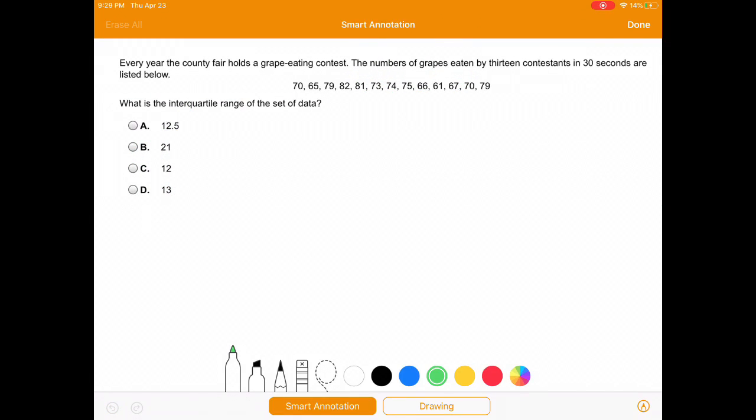Now we have a great problem here about a county fair that holds a grape eating contest, and there were 13 contestants. The number of grapes eaten by these 13 contestants in 30 seconds are listed below, and they want to know the interquartile range of the set of data. If you remember from the early parts of the video, in order to do anything with box and whisker, to find quartiles, or in this case the interquartile range, we have to put the numbers in order first of all.